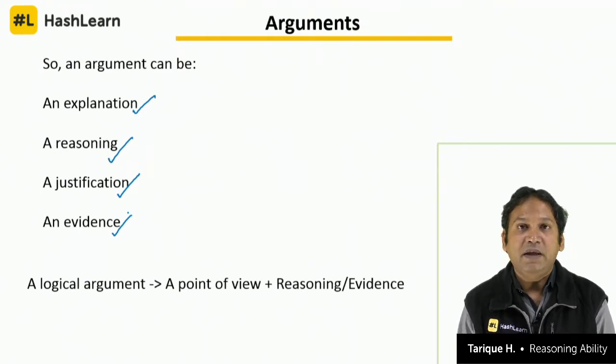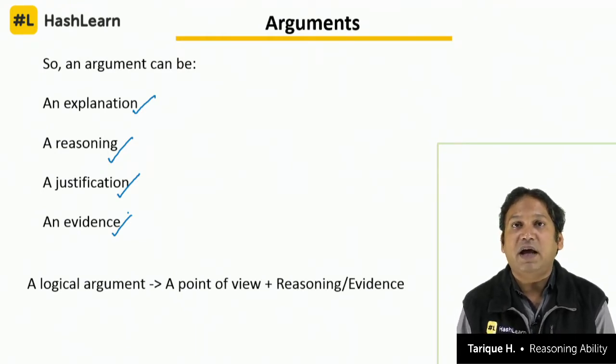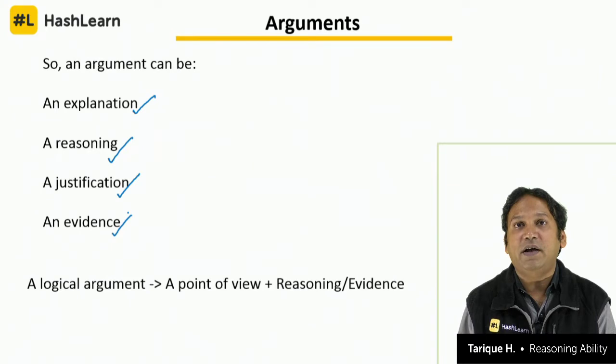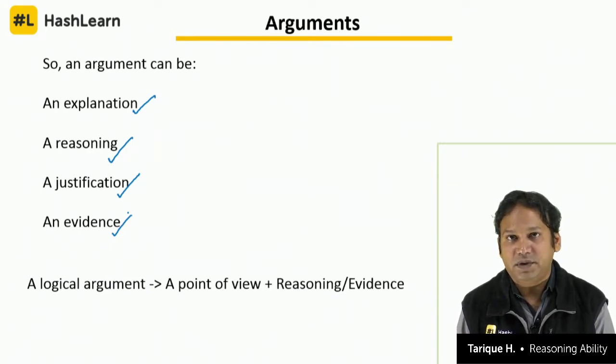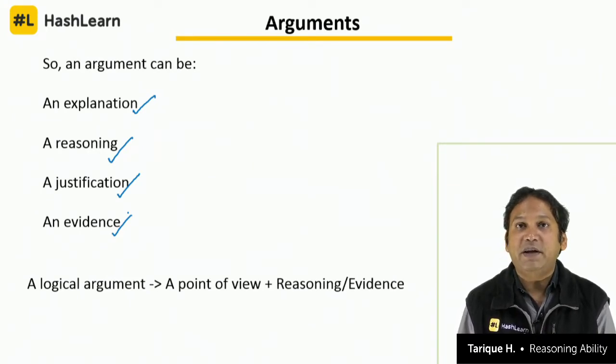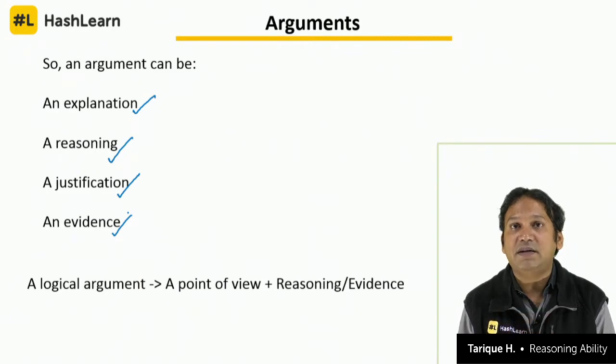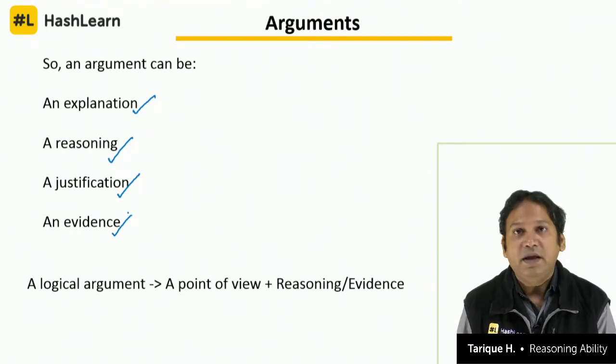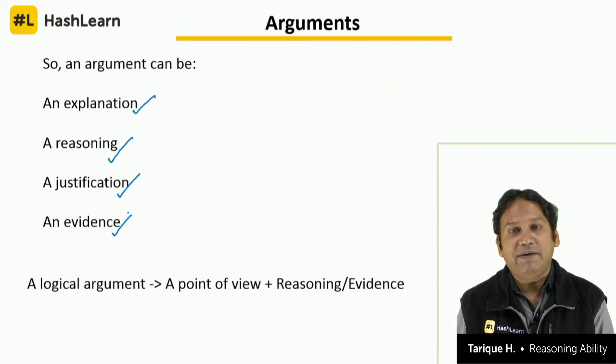So please understand, in the previous slide we have seen that an argument can be a reason or set of reasons in support of an action or theory. Clear? In support of something. So it's very important to know that there should always be a reason or set of reasons, a point of view backed by reasons or evidence, right? The argument can be an explanation, a justification, a reasoning, or simply evidence. Okay, so what we'll do is we'll take one question.